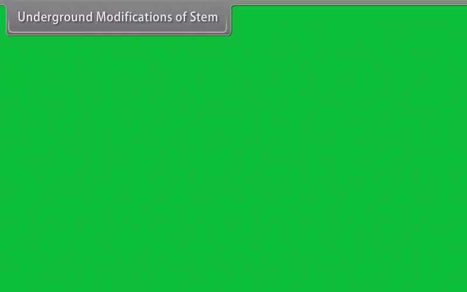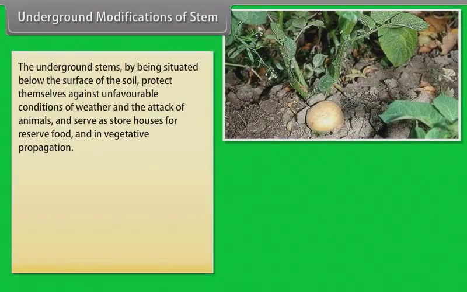Underground modifications of stem. The underground stems, by being situated below the surface of the soil, protect themselves against unfavorable conditions of weather and the attack of animals, and serve as storehouses for reserve food and in vegetative propagation.